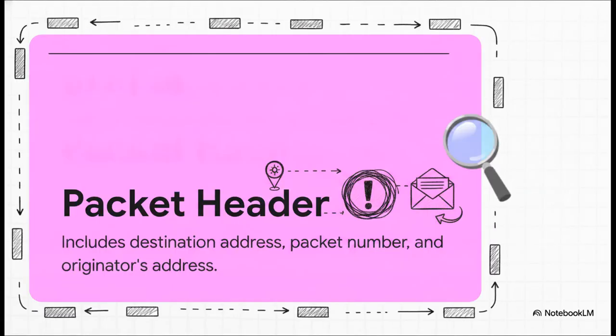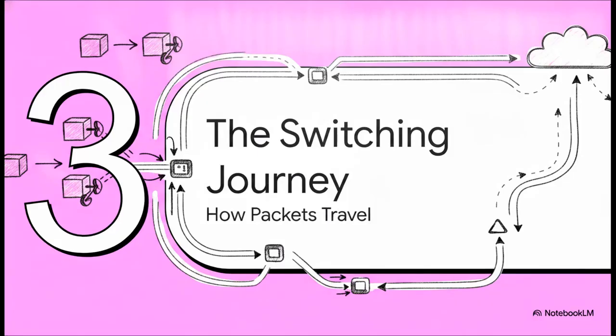Now, what's really fascinating here is the packet header, because it essentially acts as both the GPS and the return label for this tiny chunk of data. First, it contains the destination address, so the packet knows exactly where it's trying to go. Next, it contains the originator's address, so the receiving device knows exactly who sent it. And lastly, it contains a packet number. I want you to keep that packet number in the back of your mind, because it is incredibly important for making sense of what happens next. Which brings us to Section 3, the packet switching journey.